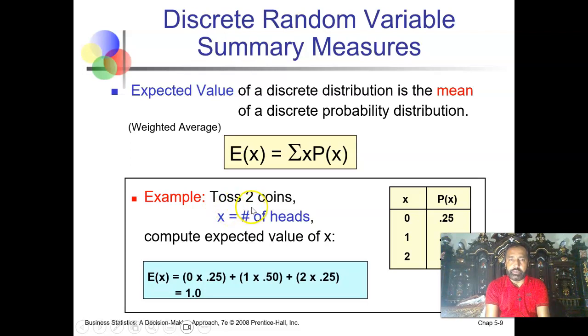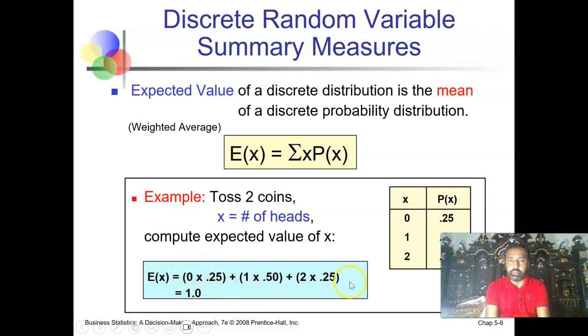If we toss a coin 2 times, or if we toss 2 coins and x is the number of heads, we know that the possible number of heads in 2 coins can be 0 head, 1 head or both times head, and their probabilities are 0.25, 0.50, 0.25, which we just explained in the last slides. If we need to find out the expected value of x, we will simply multiply these x with their corresponding probability. So 0 multiplied by 0.25, plus 1 multiplied by 0.50, plus 2 multiplied by 0.25, we add them together, we get the answer 1.